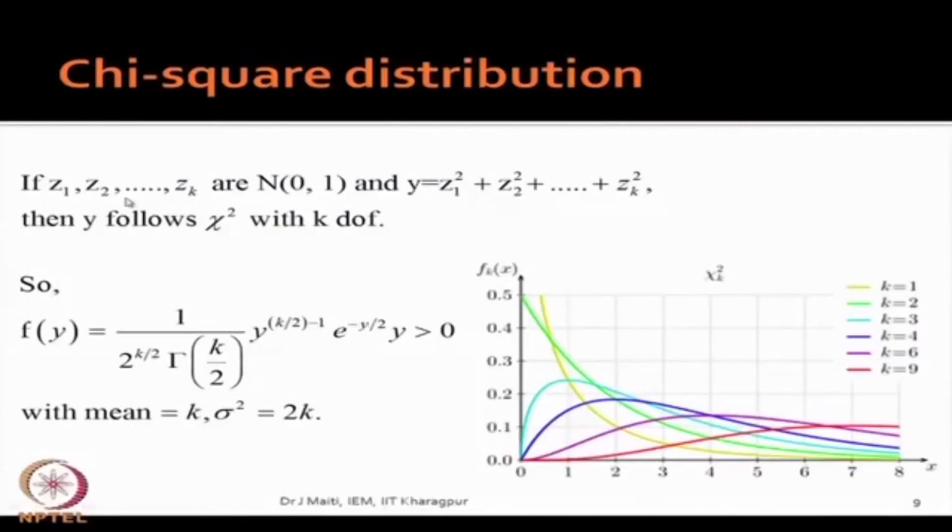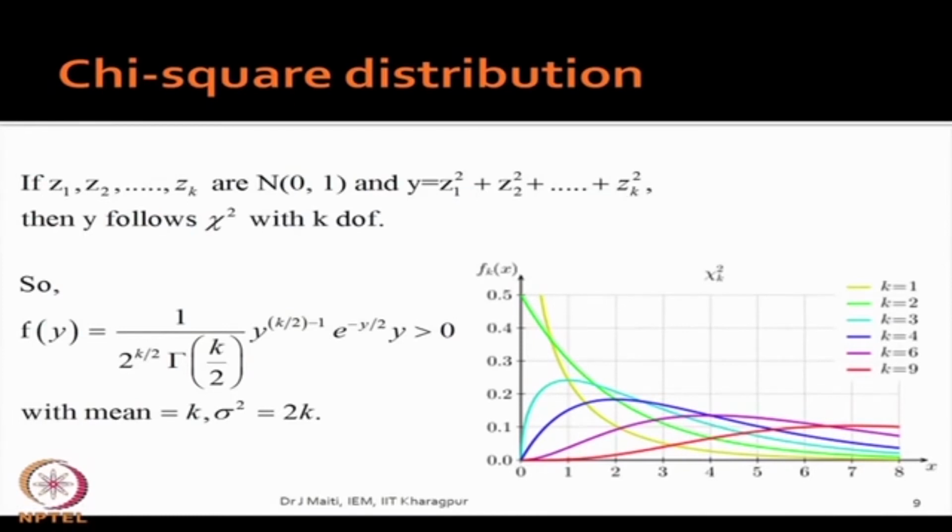Now, you see this slide here, what we are saying is that if z1, z2, ..., zk, what is z? Z is a unit normal distribution. So, you have collected k observations, those k unit normal observations z1, z2, ..., zk, and you are creating one variable which is the sum of the unit normal variables squared.